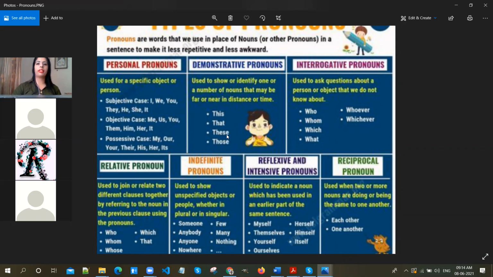For example, that is your book, that is your pen. Next is these. These are my books, those are your books. So when you have to talk about plural.